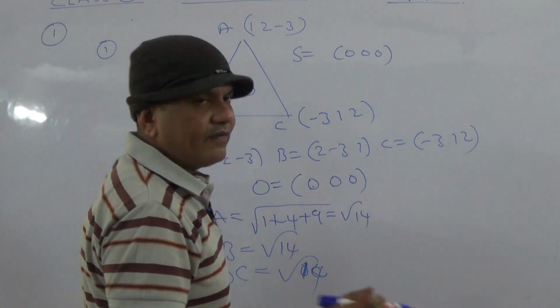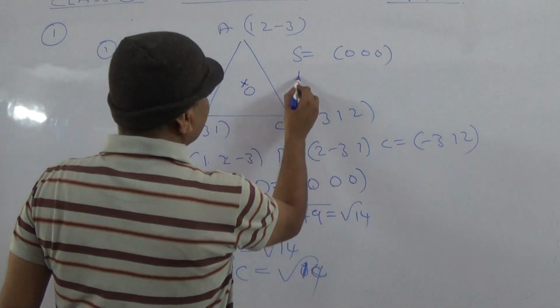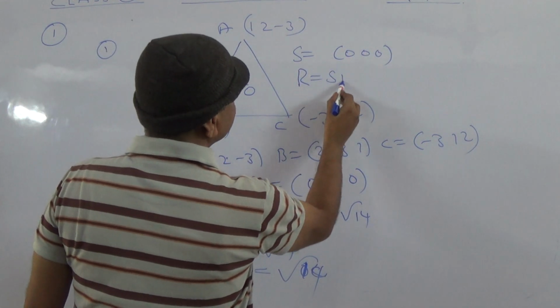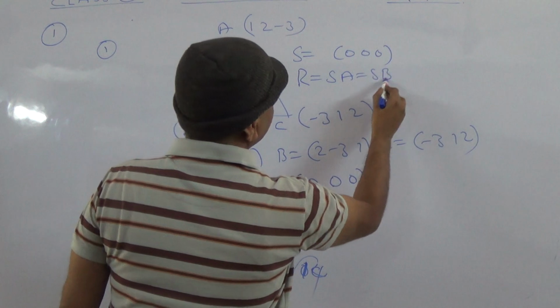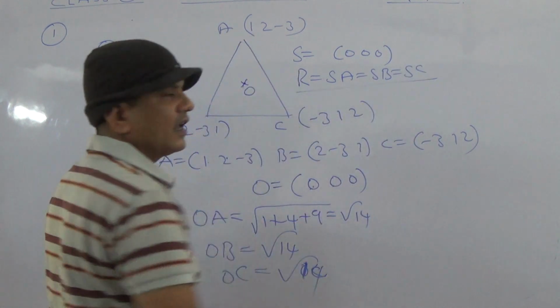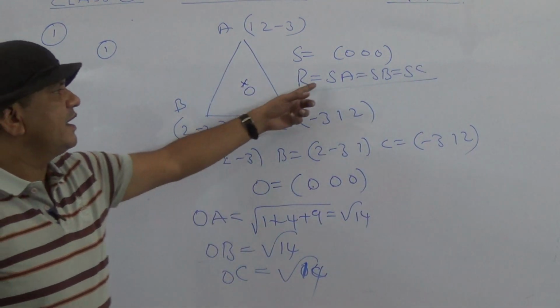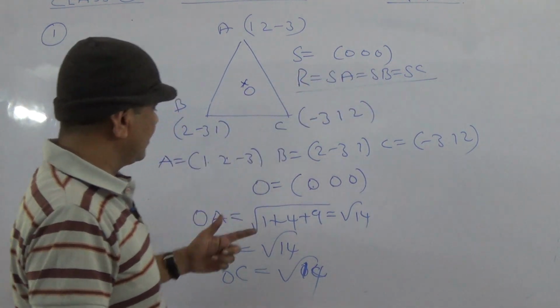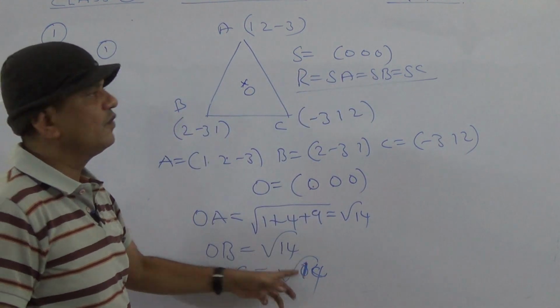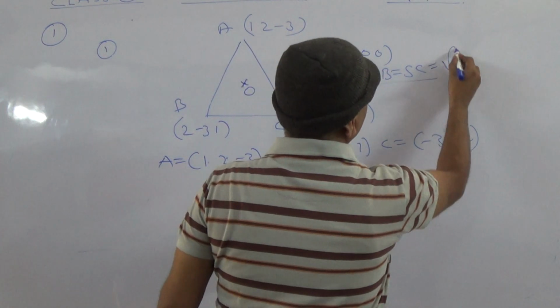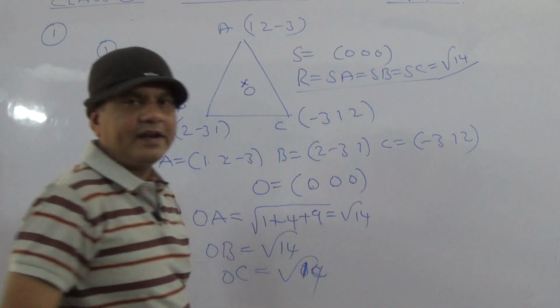But here we want the circumradius. Now the circumradius is equal to either SA or SB or SC. This is the circumradius of a triangle. Now SA or SB or SC is equal to root 14. Root 14 is the circumradius.